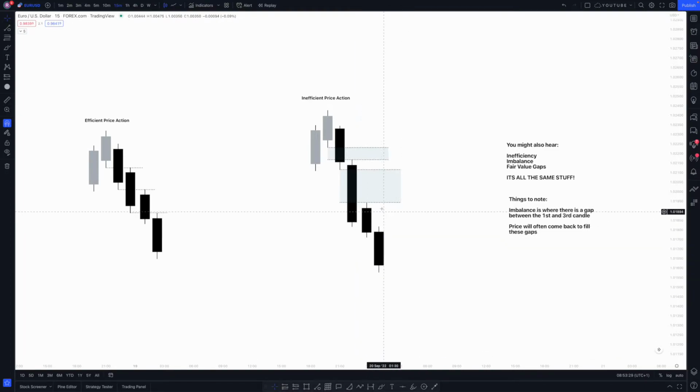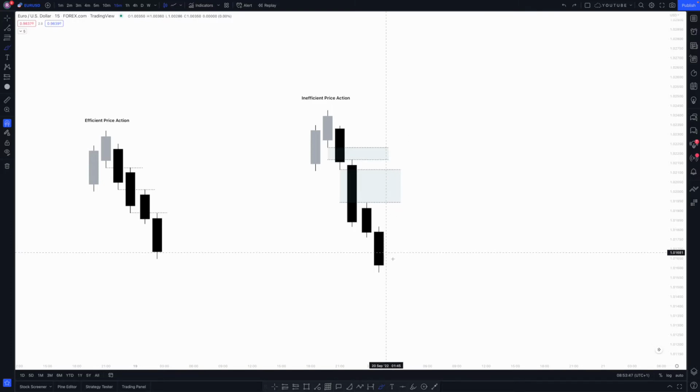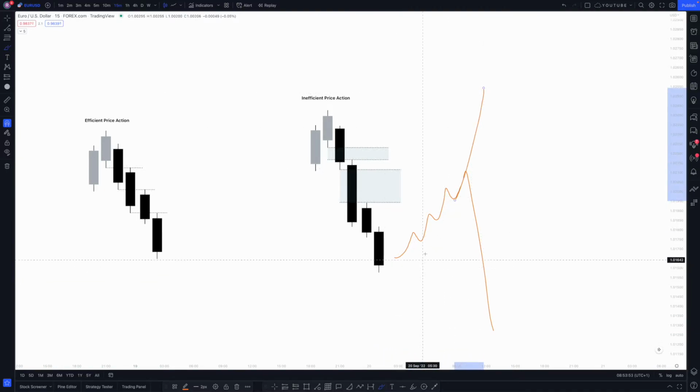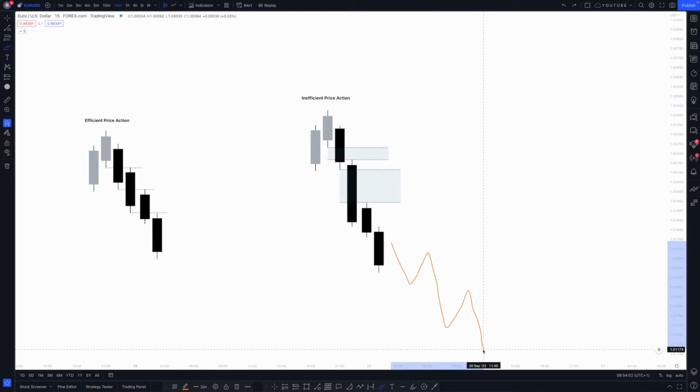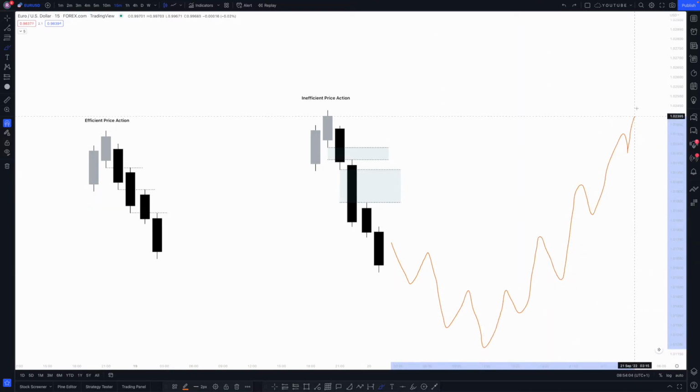So that's just one thing that you need to keep in mind, that it's a 3 candle formation. And what price will often like to do is come back and fill these imbalances. So if I just move this out of the way, what we might see is price come back into it straight away and then continue down, whatever it may be, or it might even continue up. But what you might also get is price continuing the overall trend, and it might just come back at a later date.